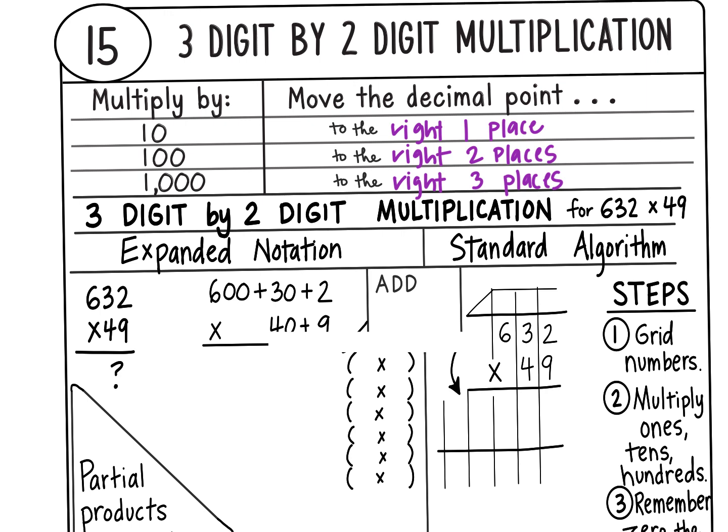Okay, we're going to do a couple of practice problems. We have 632 times 49. So we are going to look at expanded notation first.